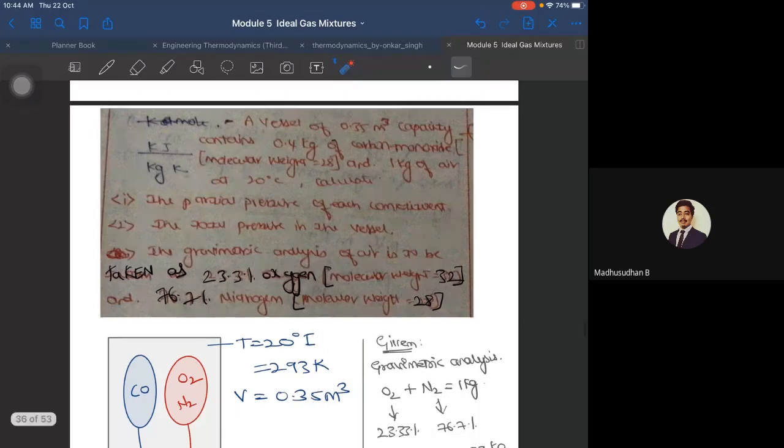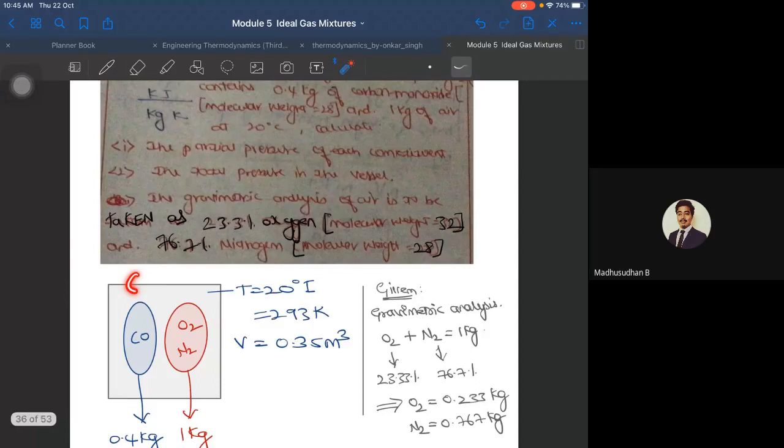Next, you have to calculate the partial pressure of each constituent and the total pressure of the vessel. The gravimetric analysis for air is to be taken as follows. That means it is a mixture of carbon monoxide and air. So the components are CO and air, and air again has two components as he has specified: 23% of oxygen and 76% of nitrogen, and this percentage is by mass.